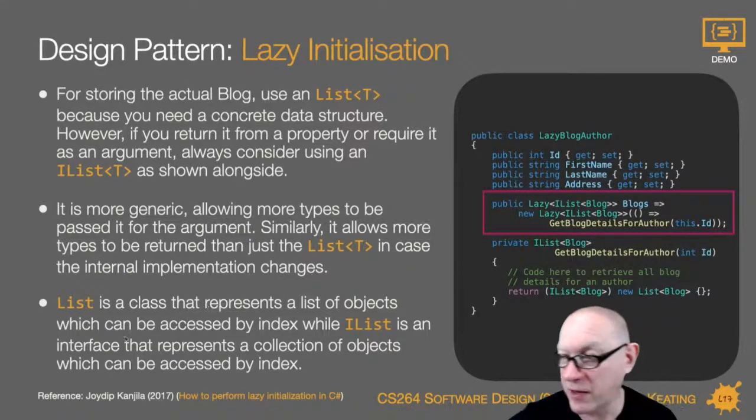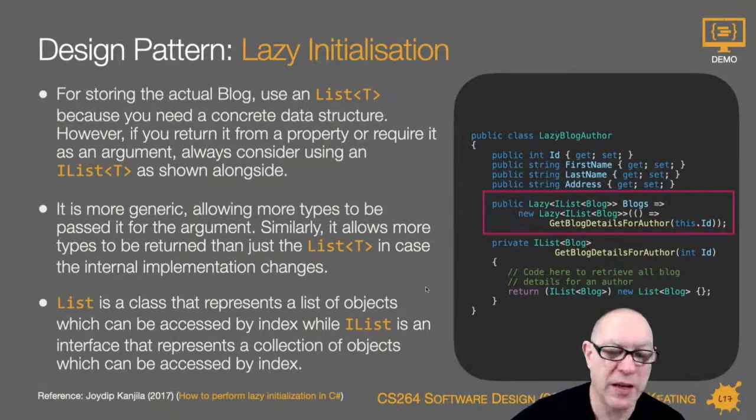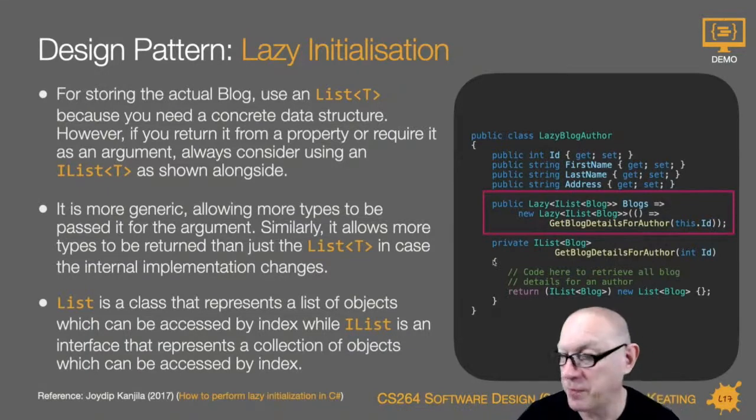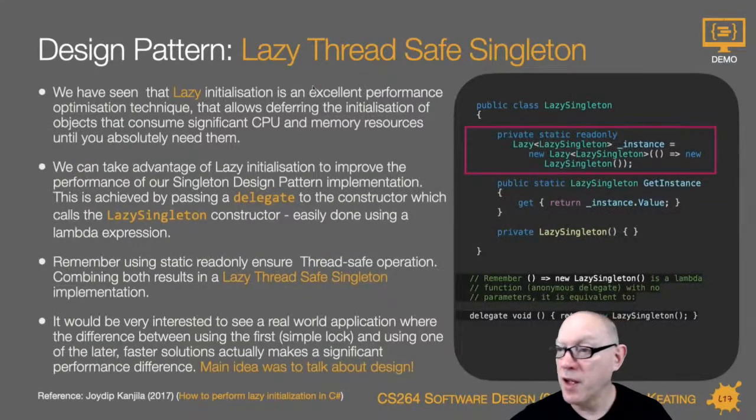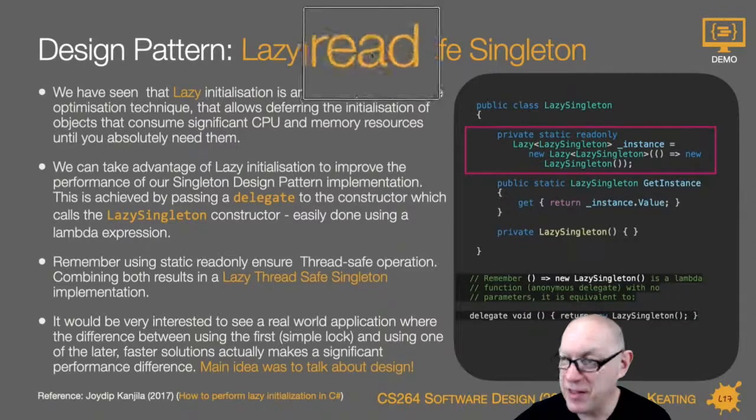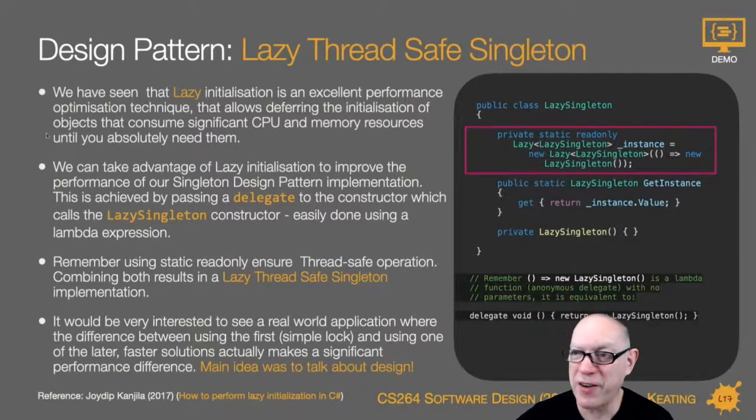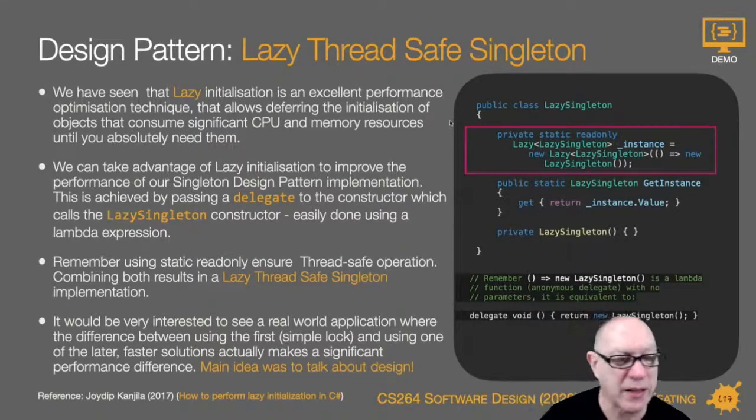You can't actually do IList blog = Singleton new IList blog, because you can't instantiate an interface in this way. Okay. So now let's look at a lazy thread safe singleton. We're pulling it all together now. And we're redesigning, and this is what we end up doing.